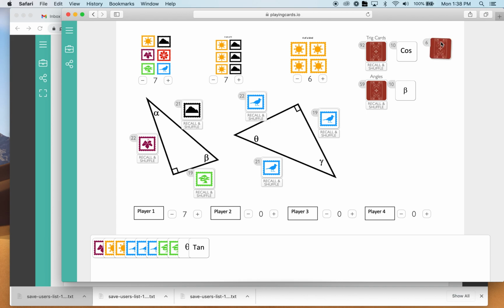This is the annoying part, dragging all these cards over. Can I grab more than one at a time? No. Oh, carpal tunnel, here I come. All right, and that's worth 7 points. But he had to give up 6 cards to get it.